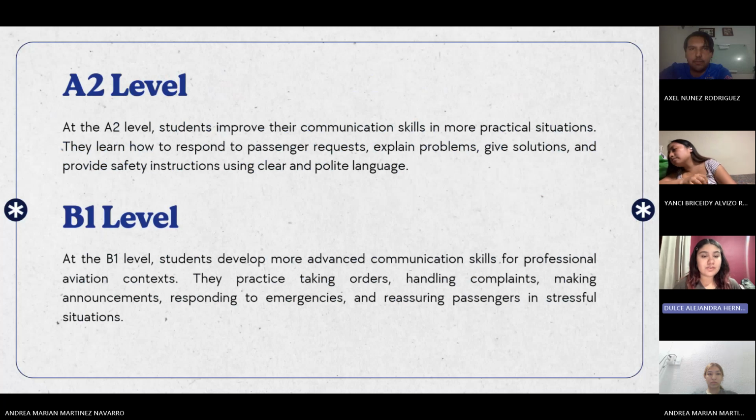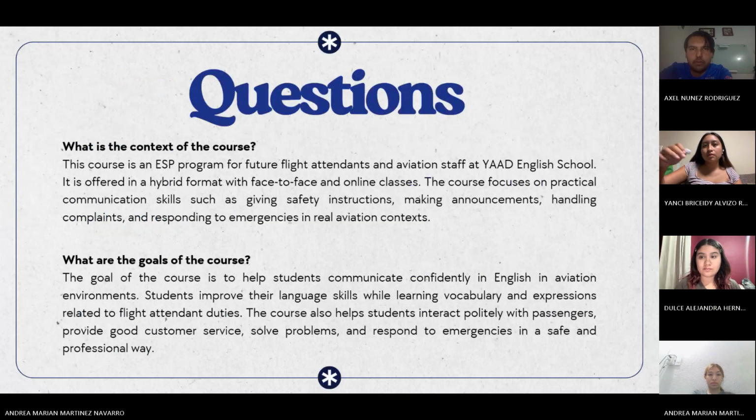At the A2 level, students improve their communication skills in more practical situations. They learn how to respond to passenger requests, explain problems, give solutions, and provide safety instructions using clear and polite language. At the B1 level, the students develop more advanced communication skills for professional aviation contexts. They practice taking orders, handling complaints, making announcements, responding to emergencies, and reassuring passengers in stressful situations.